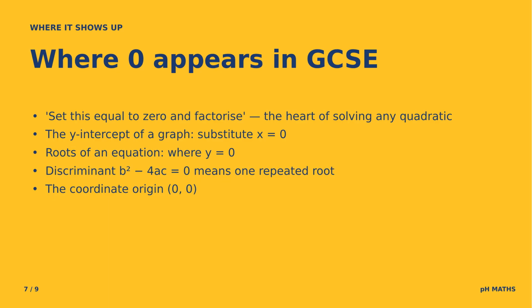Where 0 actually appears in your GCSE Higher paper: the whole method for solving a quadratic is set this equal to 0 and factorize. To find a y-intercept, you substitute x equals 0. To find roots, you find where y equals 0. A discriminant of 0 means one repeated root, and the origin, the dead center of every coordinate grid, is (0, 0). 0 is everywhere on the paper.